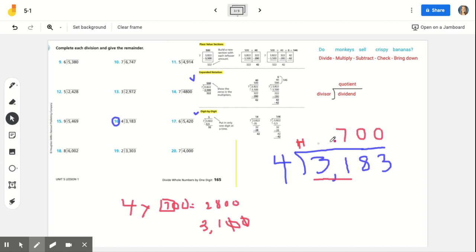And now we're going to multiply 700. We're going to follow these same steps we just did when dividing. We're going to multiply 700 times 4. I already said it. It's 2,800. 7 times 4 is 28 plus 2 zeros.